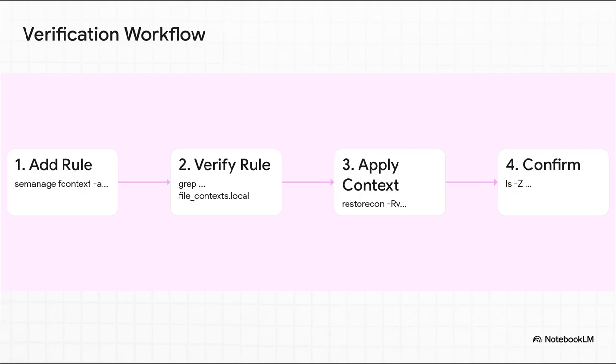First, you add a new rule to the SELinux policy. Second, you double-check that it was written correctly. Third, you apply that new rule to the actual file system. And finally, you confirm that your change actually worked. Let's walk through each one of these.